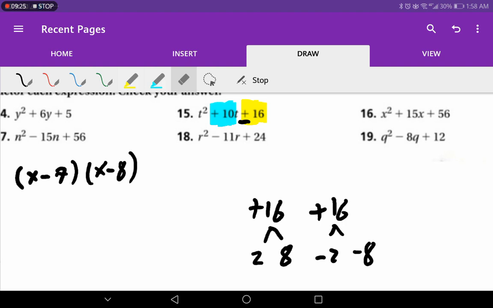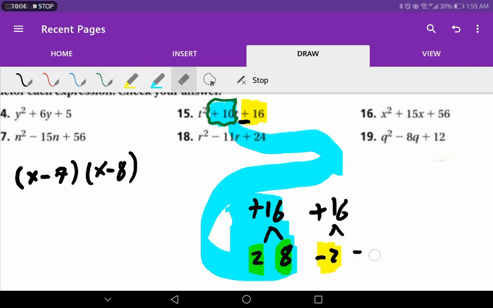If you see the first 2 factors, they have the same sign, positive 2 and positive 8. And the second factors have the same sign, negative 2 and negative 8. Yes? Great. Which one is correct? Can you tell me? Teacher, because this is positive 10, so I will take this one.